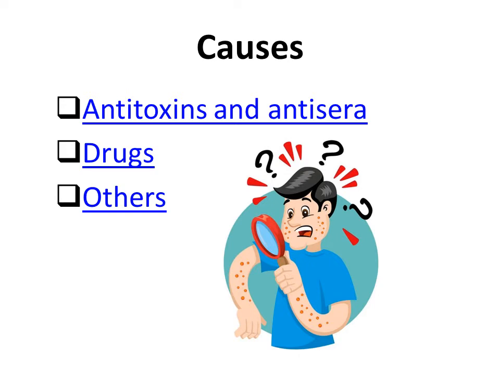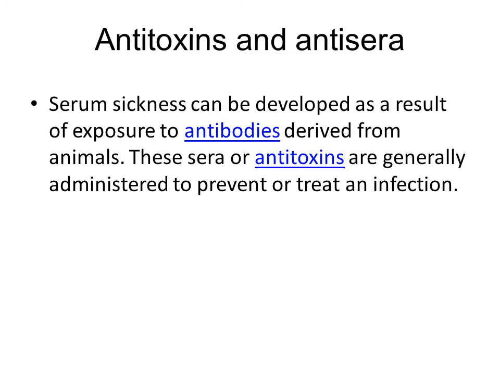What are the causes? There are a few causes of why a person is allergic or has serum sickness. The causes are antitoxins and antisera, other drugs, and some other causes also. We'll see them one by one. The first one is antitoxin and antisera. Serum sickness can develop as a result of exposure to antibodies.